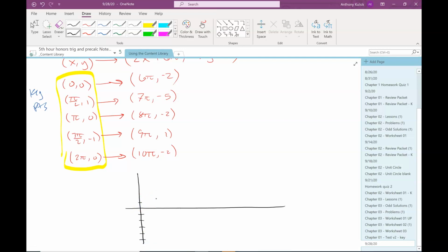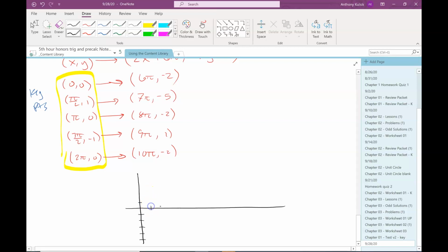And now I will go ahead and plot my points. So I've made 5 tick marks on the y-axis going down, and 1 tick mark going up, because my y values are from -5 to +1. And then my x values are all in terms of pi here, right? So what do you think I should be going up by on my x-axis? Going up by 1 pi, right? And that seemed like that would make the most sense.